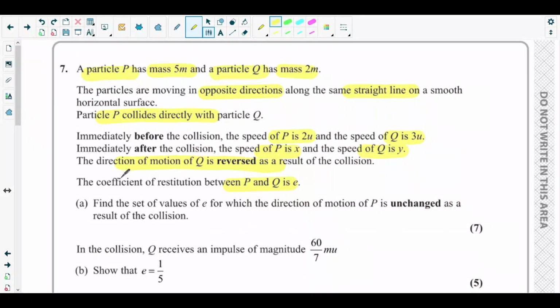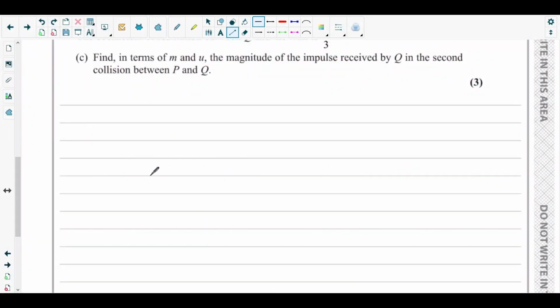So part A is asking here to find the set of values of E for which the direction of motion of the particle P is unchanged as a result of the collision. Okay. So let's consider the sketch to understand the question in a better way.